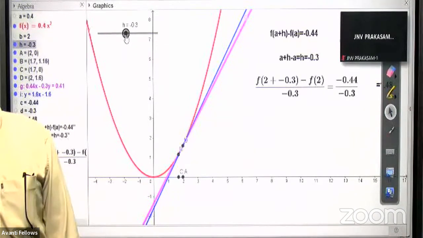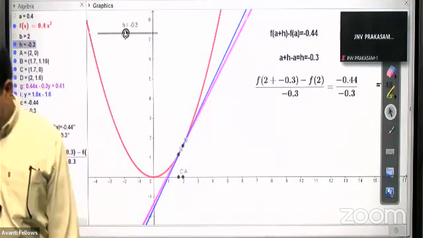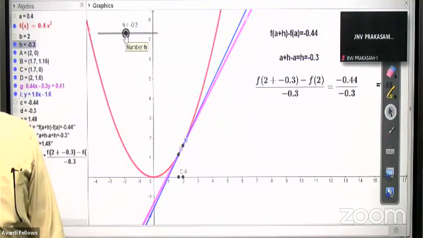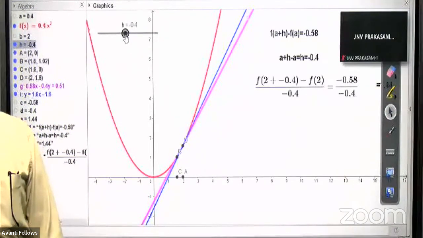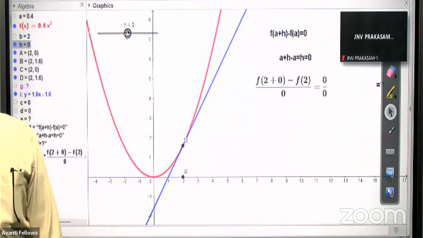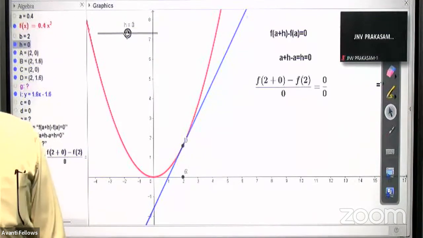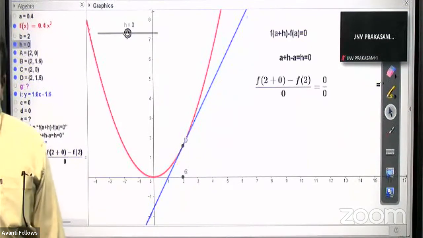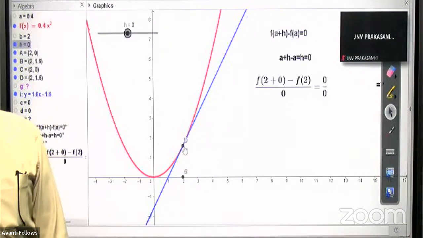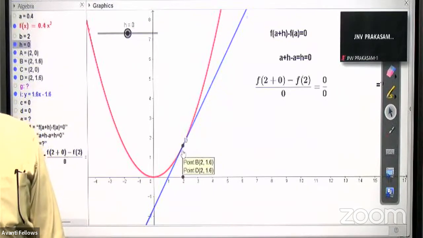So what you can observe in the graph is that the line is approaching the blue line. You know? Again, you can see when h is very, very close to 0, both lines are coinciding. So when h becomes 0, the line must exactly fall on the blue line. So it means it becomes a tangent at that point, the point which is actually 2 here.